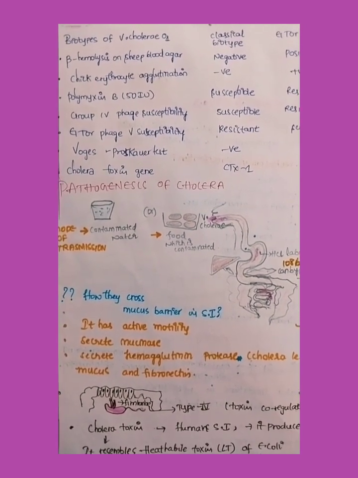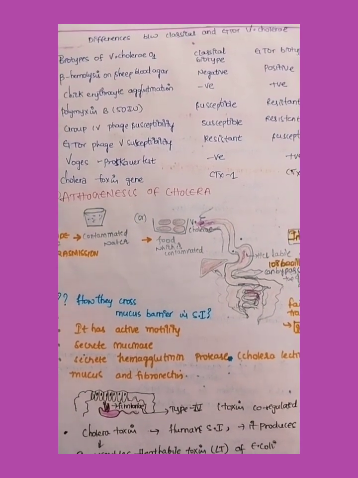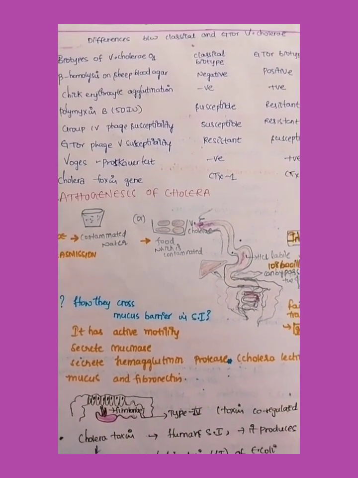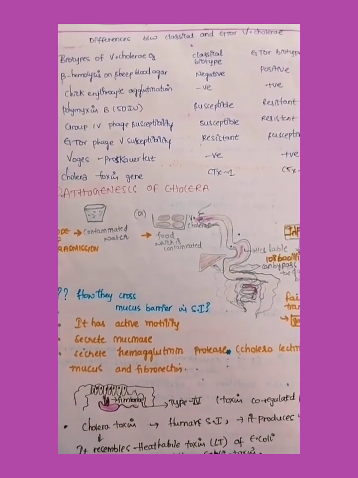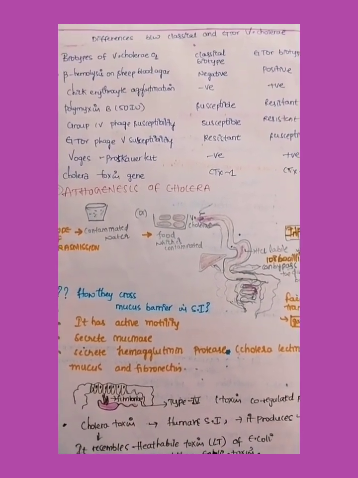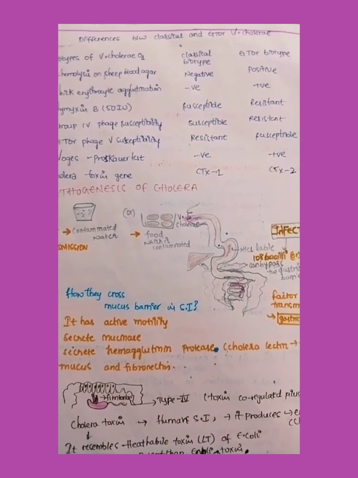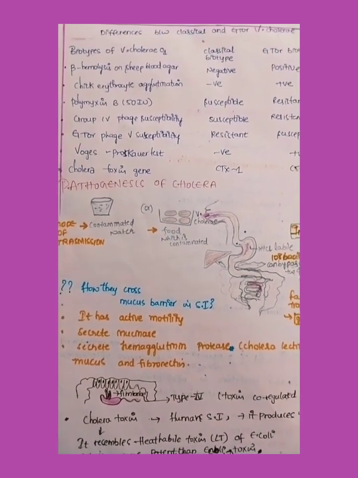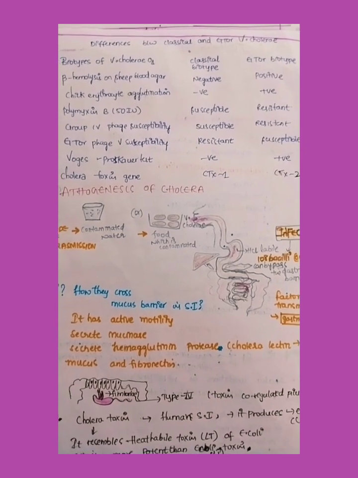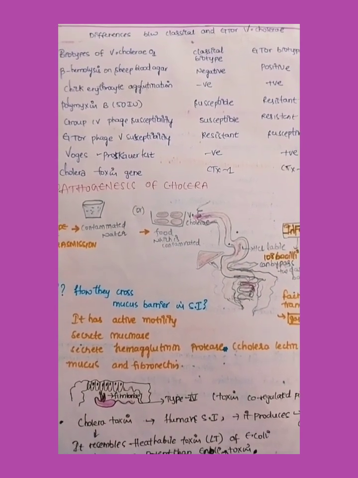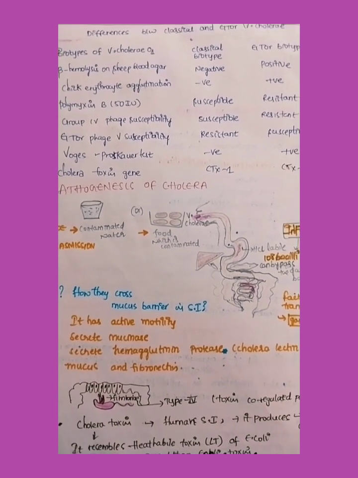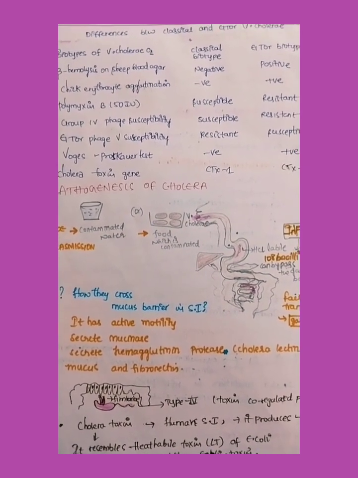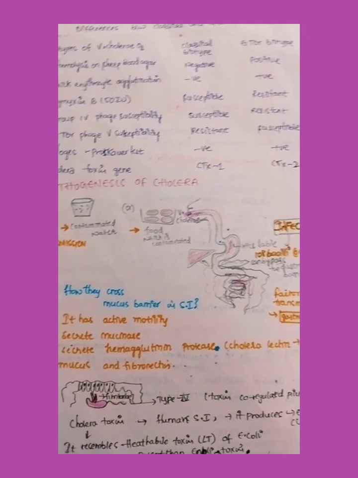With group IV phage susceptibility, classical biotype is susceptible and El Tor is resistant. With El Tor phage 5 susceptibility, classical biotype is resistant whereas El Tor biotype is susceptible. The Voges-Proskauer test is positive with El Tor biotype whereas negative with classical biotype. The cholera toxin gene is CTX1 in classical biotype whereas CTX2 in El Tor biotype.